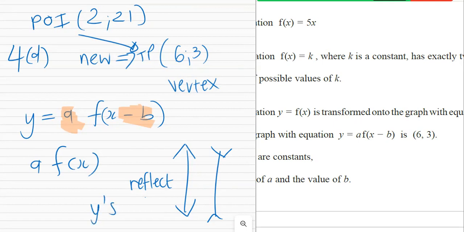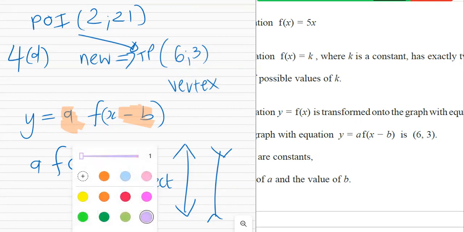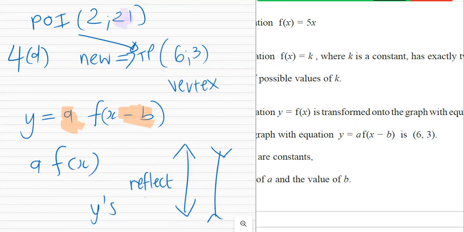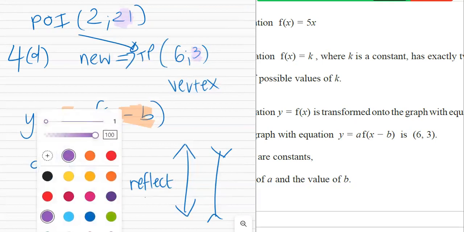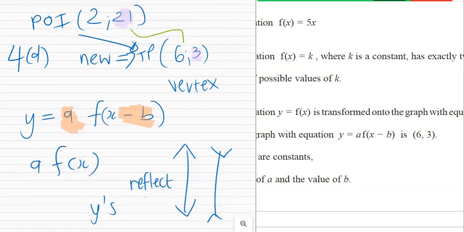So we are looking at the y's, and we are looking at the original 21. So I asked myself, what happened to the 21 to make it into 3 in the new one? So what happened in between there? Well, it was divided by 7. So that means that our a value is going to divide the whole thing by 7. So it's going to be squishing. So you don't write divide by 7 over here. You write that a equals 1 over 7.